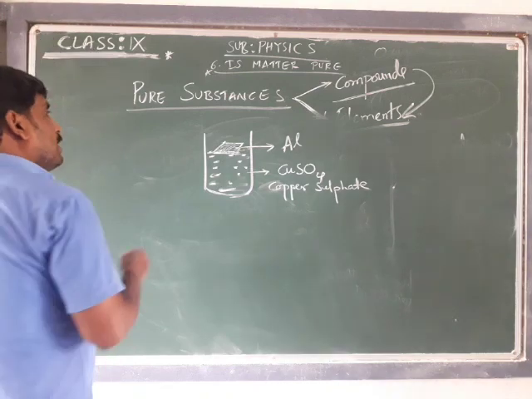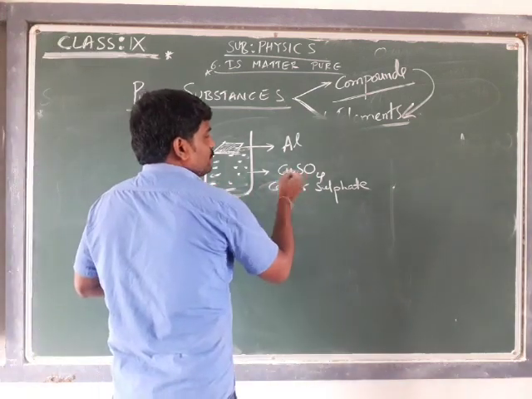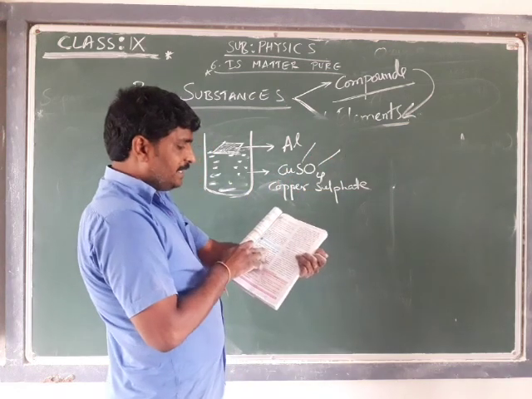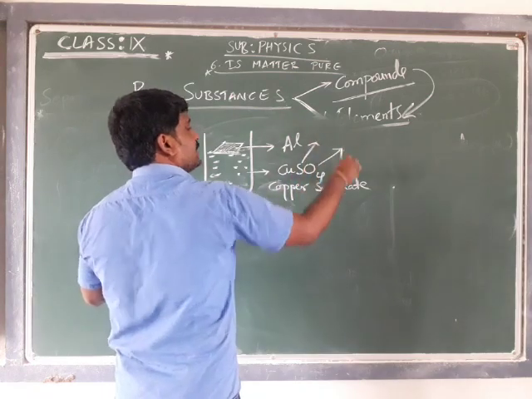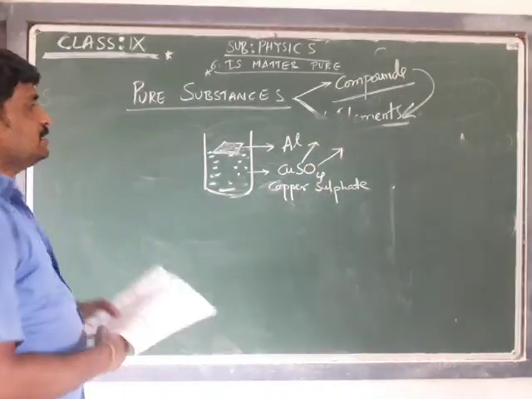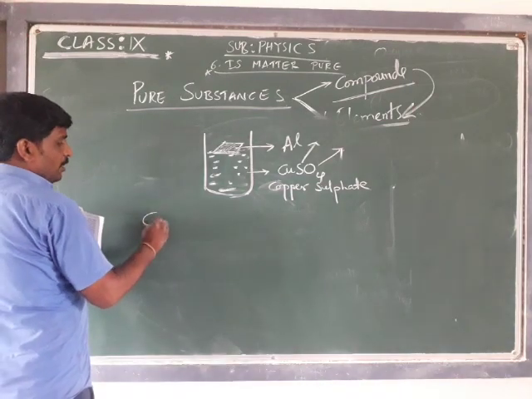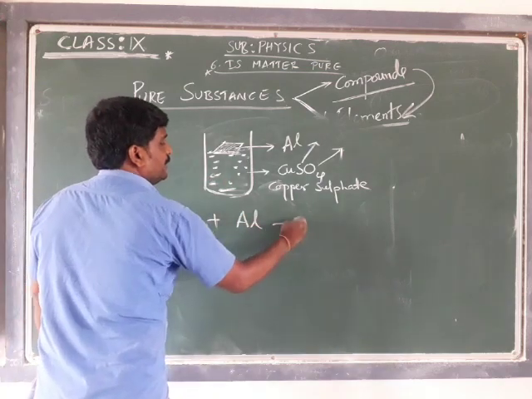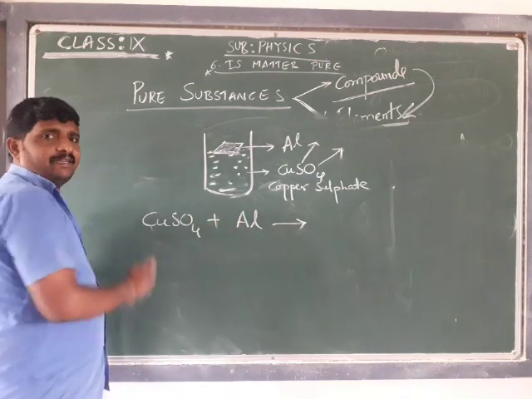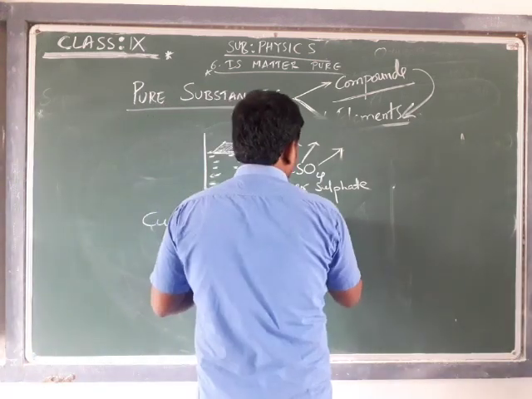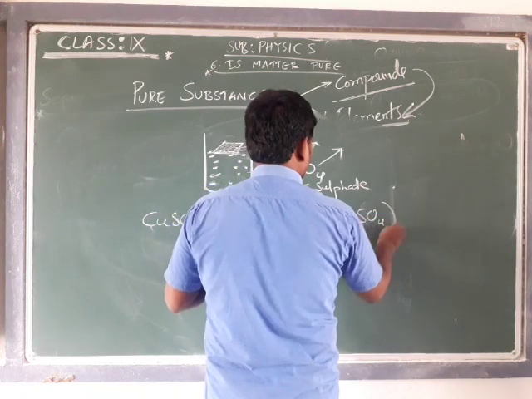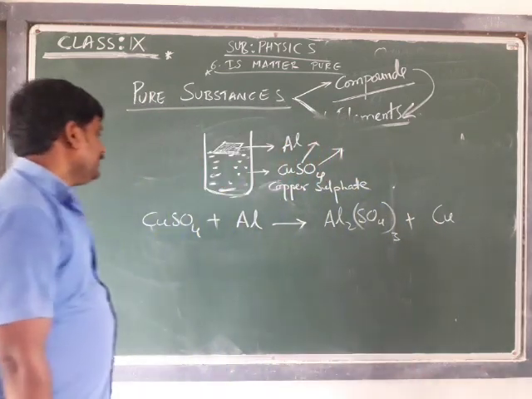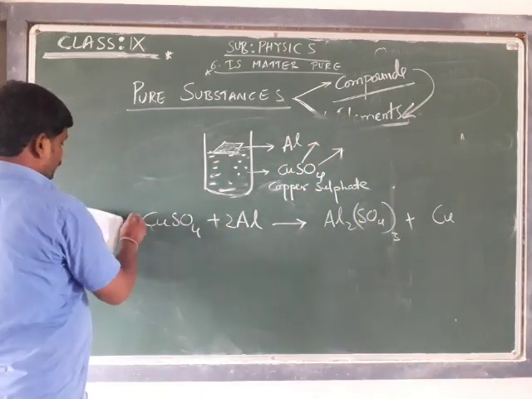What is the question here? From copper sulfate, can we separate sulfate and oxygen? Do the sulfate and oxygen get separated? Is that the concern? Suppose we have this copper sulfate. If copper sulfate is reacting with aluminium, what we are going to get is aluminium sulfate plus copper. Of course, this we have to balance.